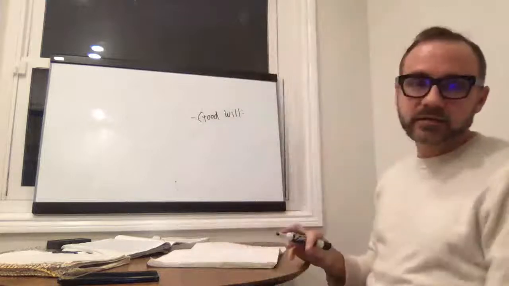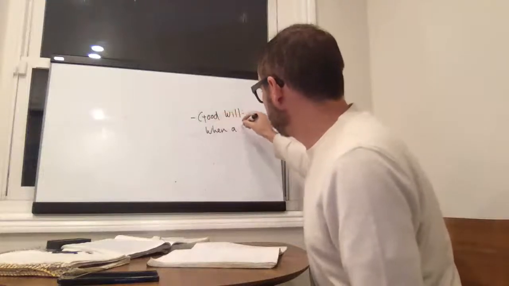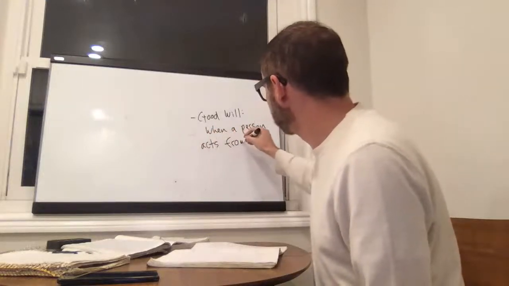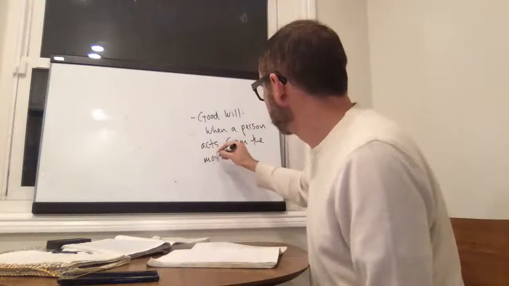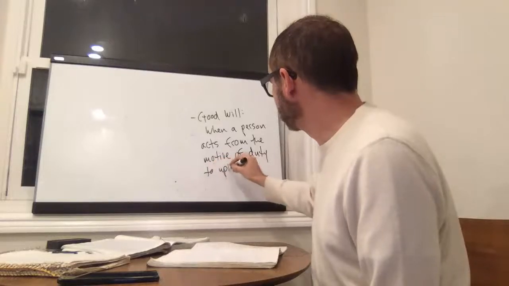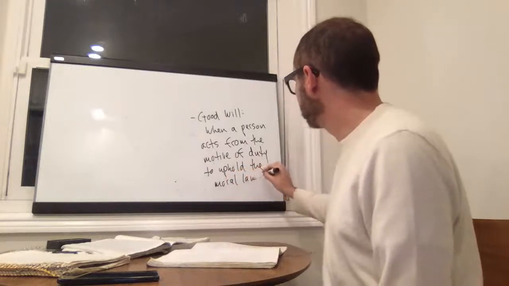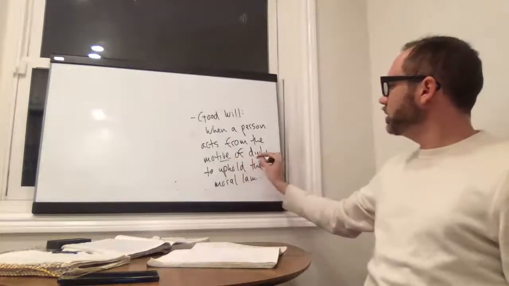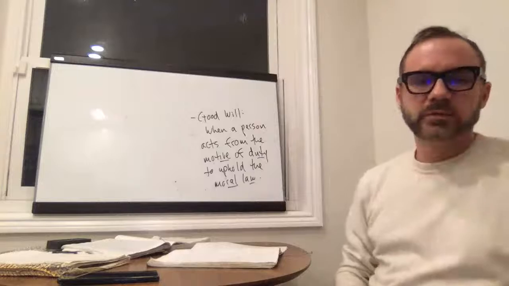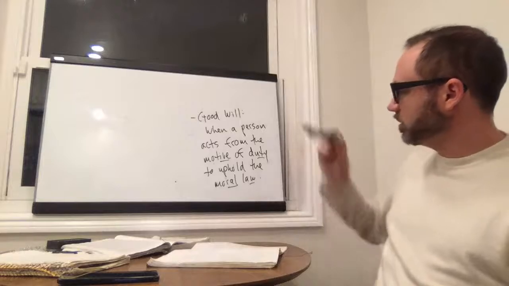It's when a person acts from the motive of duty to uphold the moral law. Okay, when a person acts from the motive of duty to uphold the moral law, that's when we have the goodwill, and that's when the goodwill is demonstrated and shown. So we got to tunnel into some of these words here. What is it to act from the motive of duty?